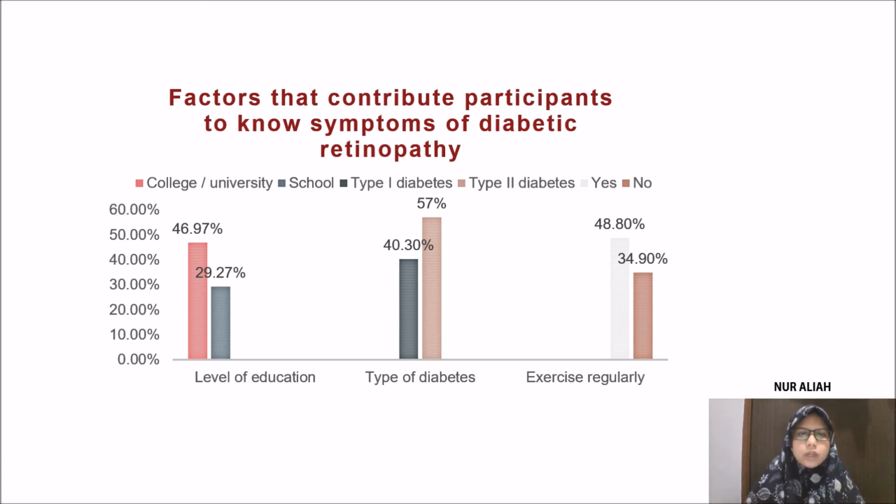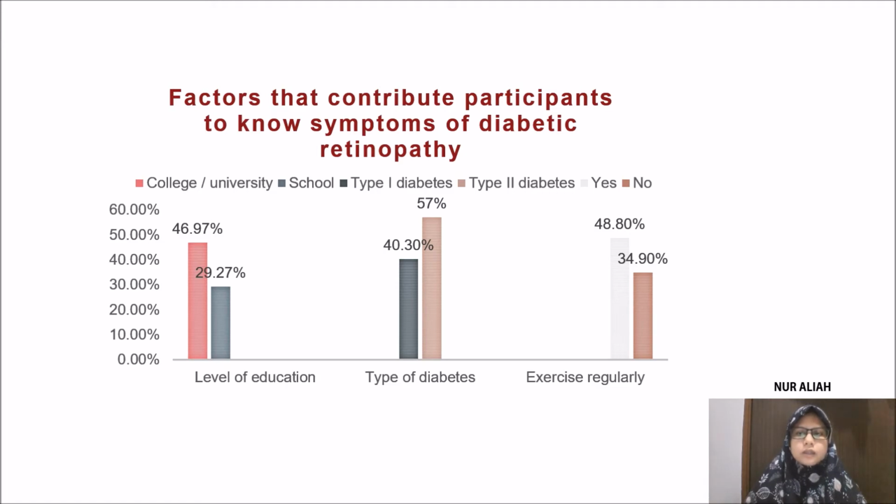48.78% of participants that exercise regularly have acknowledged the symptoms of diabetic retinopathy, rather than participants that do not exercise regularly. This result shows that high level of education, type of diabetes, and participants that exercise regularly may be factors that make them more aware of diabetic retinopathy.